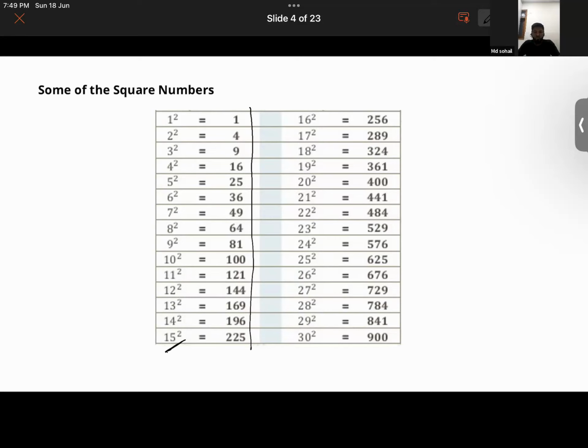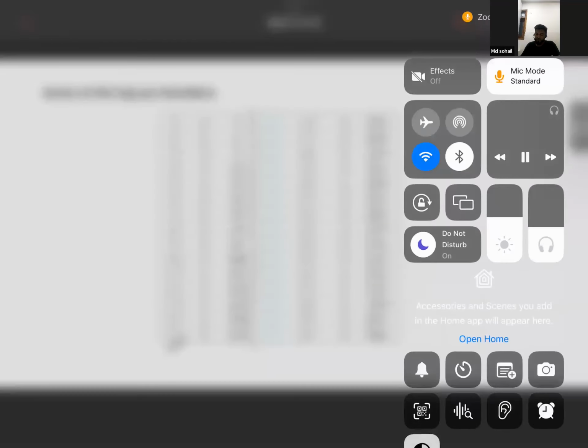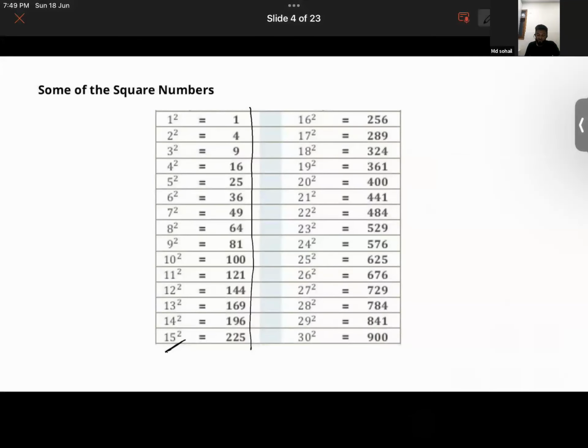Ahmed, you first read the squares here. 1 square equals 1, 2 square equals 4, 3 square equals 9, 4 square equals 16, 5 square equals 25, 6 square equals 36, 7 square equals 49, 8 square equals 64, 9 square equals 81, 10 square equals 100, 11 square equals 121, 12 square equals 144, 13 square equals 169, 14 square equals 196, 15 square equals 225. So you will have to remember squares up to 15.